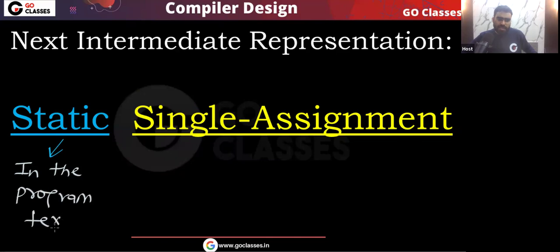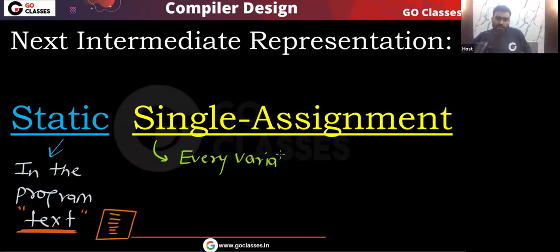Static means in the program text. Is this clear? This is important. It means the program that you have written, your source program. And what does single assignment mean? That is very simple. Single assignment means every variable has only one assignment. Whatever variable you take, every variable has only one assignment.